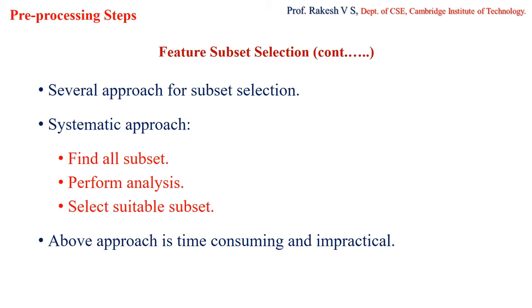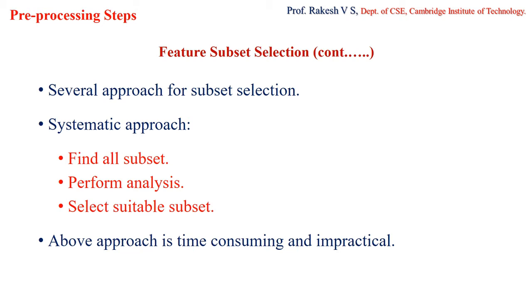So if I am having n features here, then the number of subsets that will be formed will be 2 power n, right? After finding all these 2 power n subsets, we'll be performing some kind of analysis, and based on the analysis, we will be selecting a few of the subsets. That is how the systematic approach works. Again, there is a disadvantage here, because finding 2 power n subsets will be a time consuming process. On top of that, we have to perform some analysis also, right? So this would be a tedious process for any data analyst.